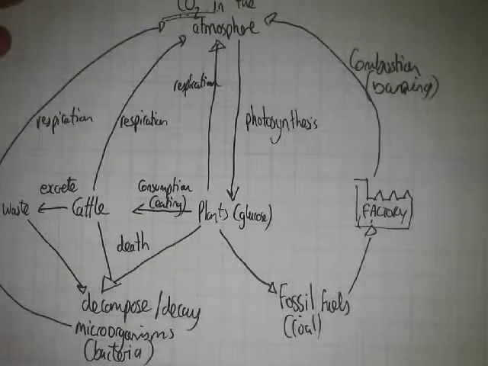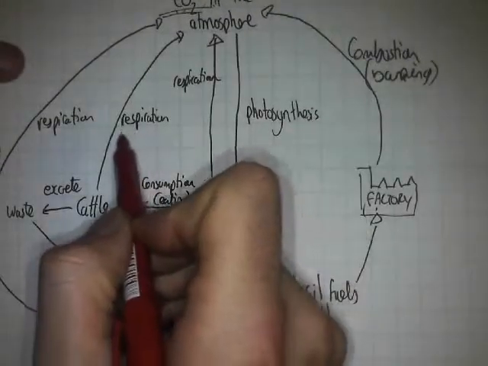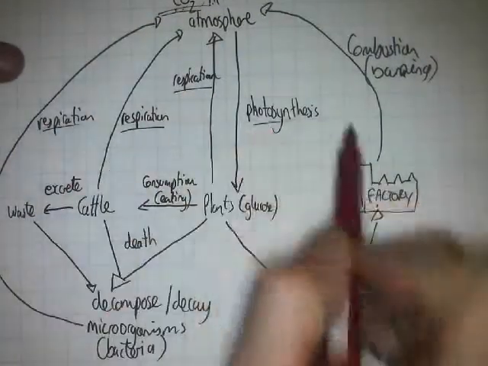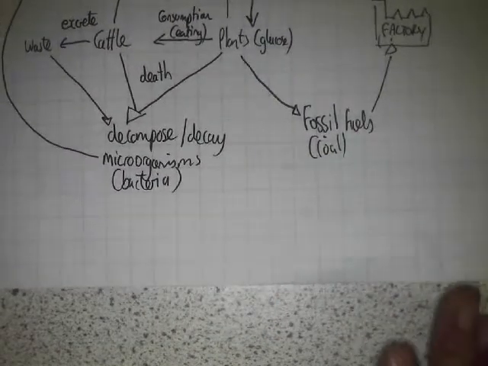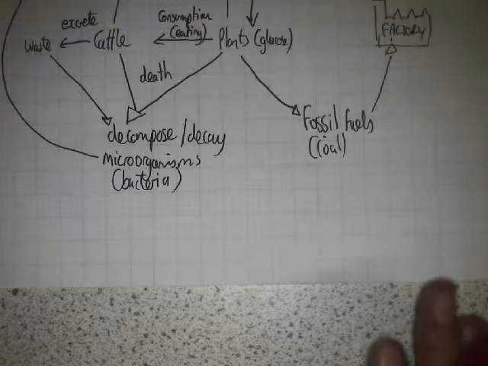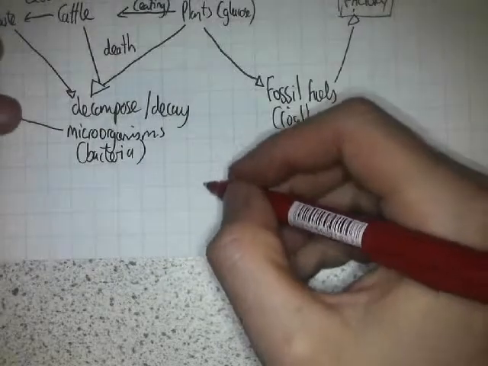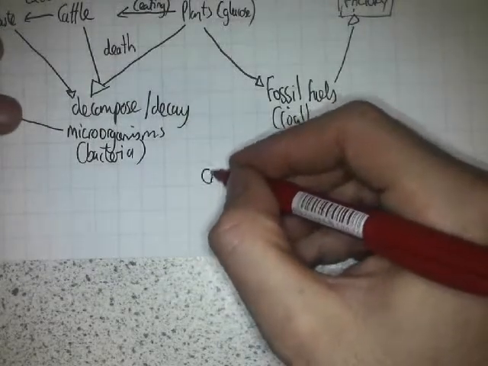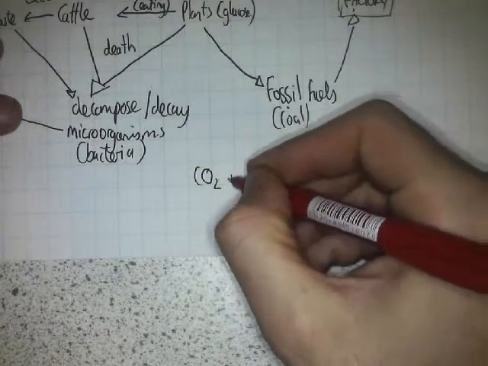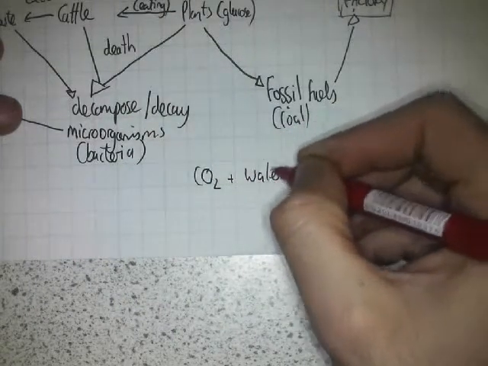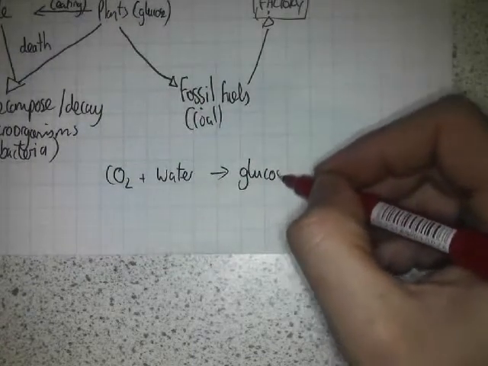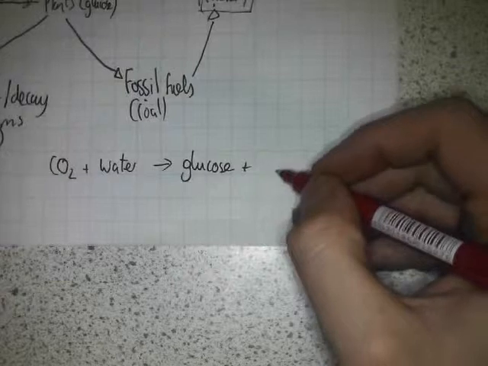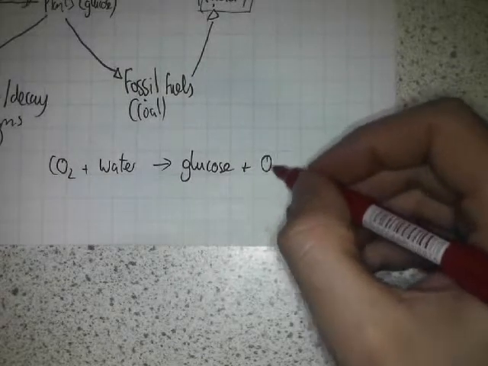Not too difficult. Now, if you're sat there thinking, what the hell is respiration, what the hell is photosynthesis? They are just equations, and it's how animals produce their own energy and plants make their own food. So for photosynthesis, it is CO2 plus water gives you glucose plus oxygen.